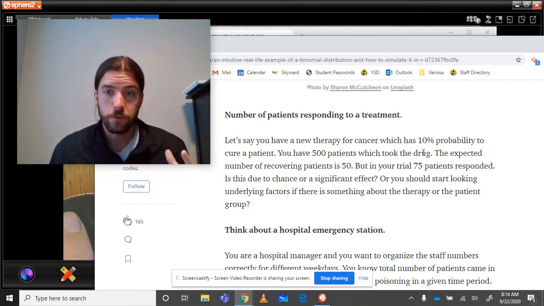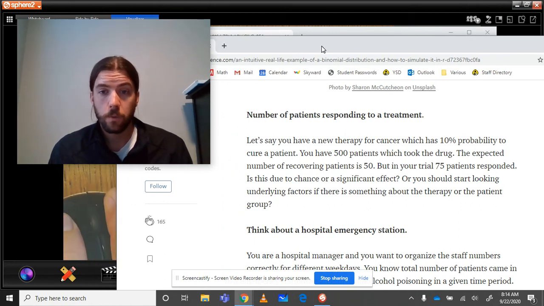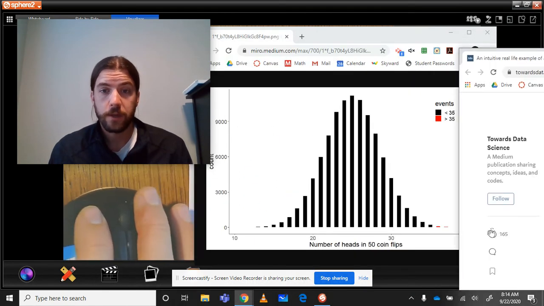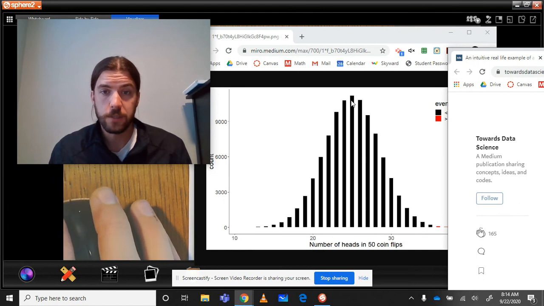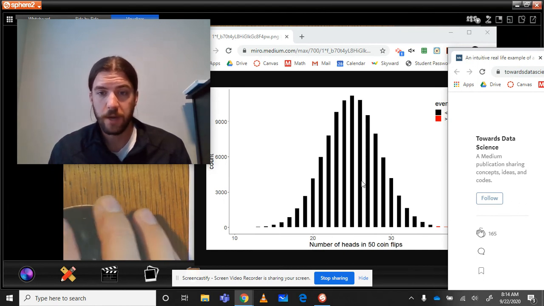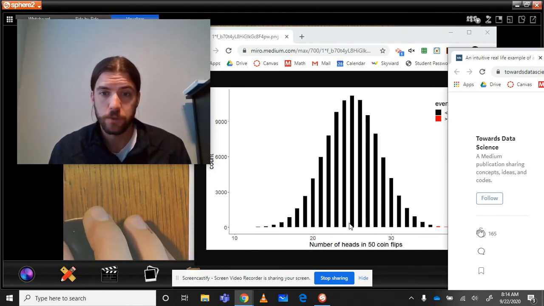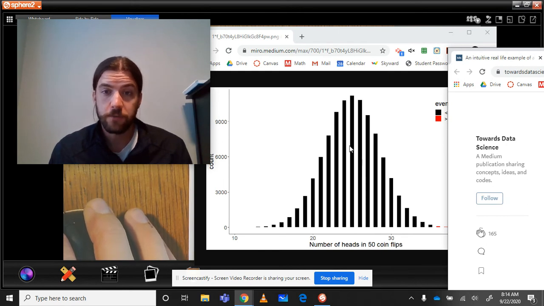You have 500 patients who took the drug. So the expected number of recovering patients is 50, 10% of that. But in your trial, 75 patients responded. Okay, so what we're saying there is we expected it to be 50. That was kind of the middle. This graph is not showing this situation, but I'm just using it anyways. We're expecting it to be 50.